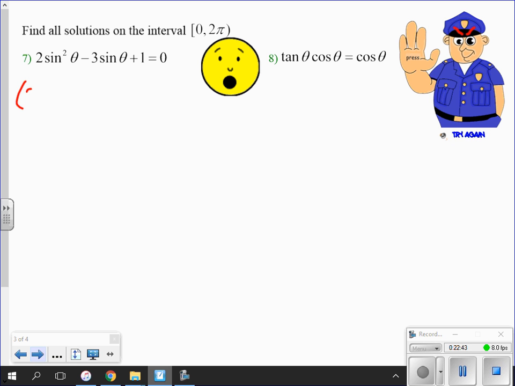So I have 2 sine theta minus 1 times sine theta minus 1 equals 0.